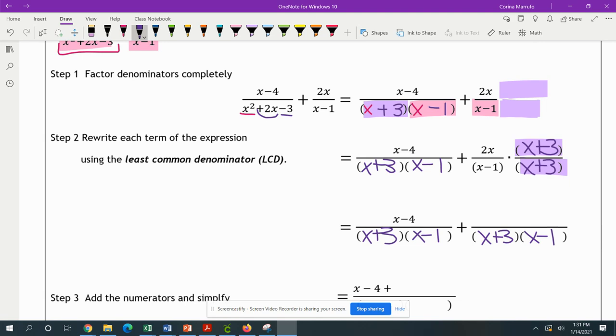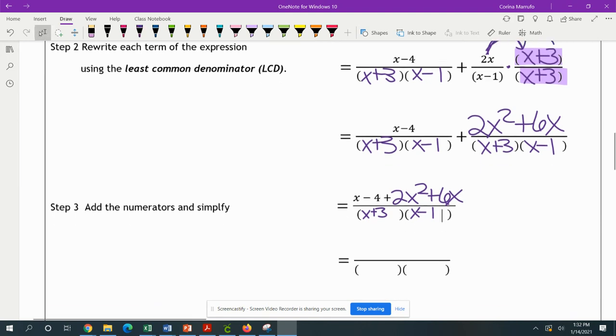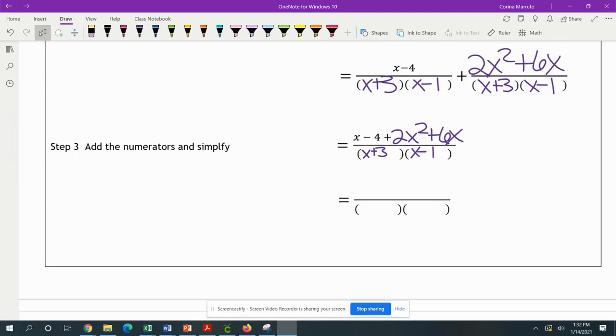And then on the top here, we're going to have to distribute. Because we're multiplying, we're going to distribute this 2x to each one. So 2x times x is 2x squared. 2x times 3 is going to give us a 6x. Here it says x minus 4. Let me go ahead and put my common denominator as x plus 3, x minus 1. And so we already distributed. We got 2x squared plus 6x.